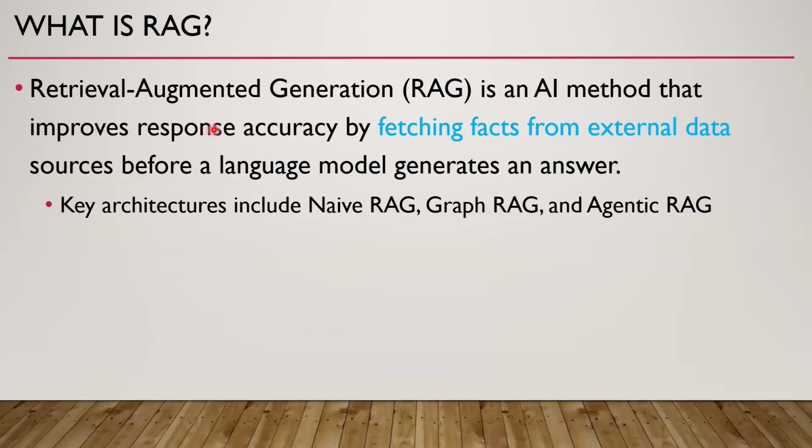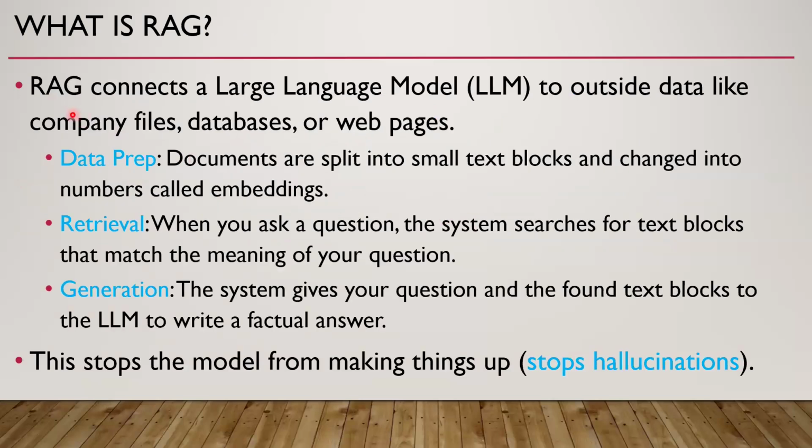Retrieval augmented generation, or RAG, is an AI method that improves response accuracy by fetching facts from external data sources before a language model generates an answer. These are the key architectures I will describe in detail later. RAG connects a large language model to outside data like company files, databases, or web pages.